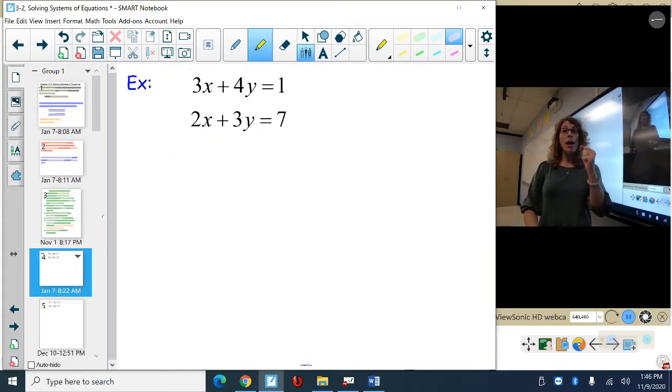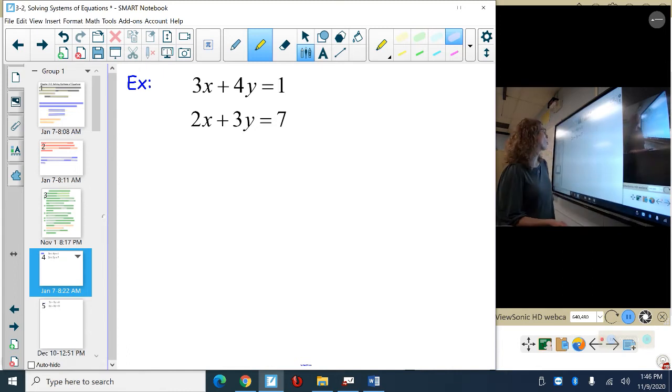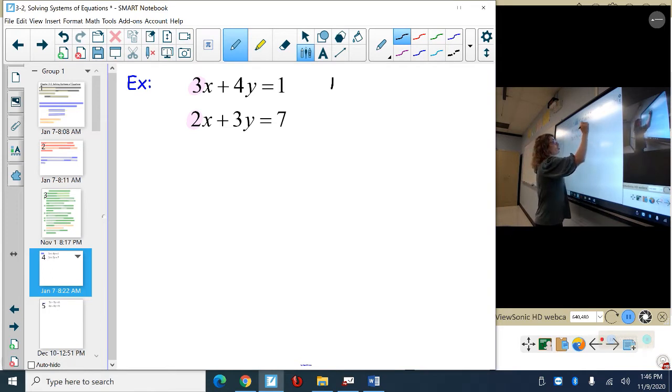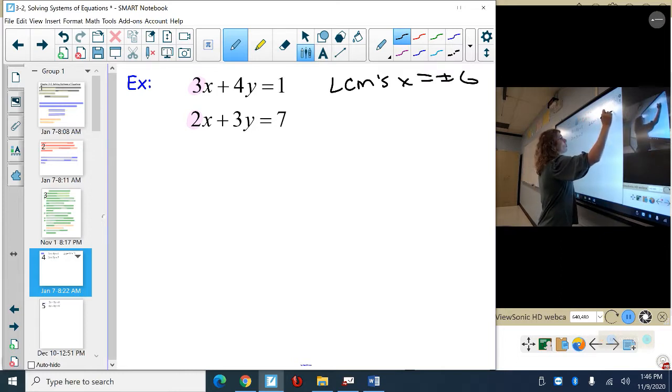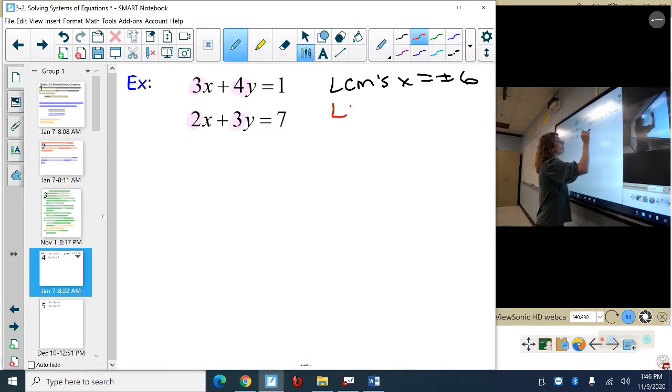Step one, are my x's over my x's, my y's over my y's, my equals over my equals, and then my number over my number? The answer to that is yes. So I need to go ahead and look at my x's. What is the first multiplication table in common for the x's? If you said plus or minus 6, you would be right. How about of your y's? The LCM of your y's is going to be plus or minus 12.